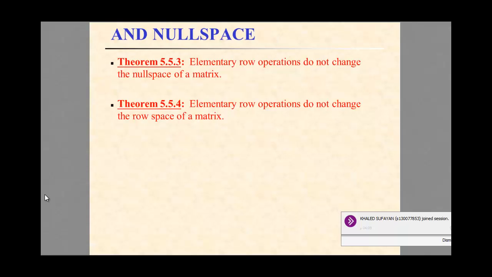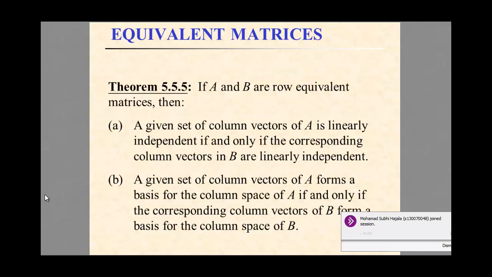There are several theorems. It says that elementary row operations do not change the null space of a matrix. So this is a theorem. Once again, there is another theorem. It says that elementary row operations do not change the row space of the matrix. So these are two theorems.